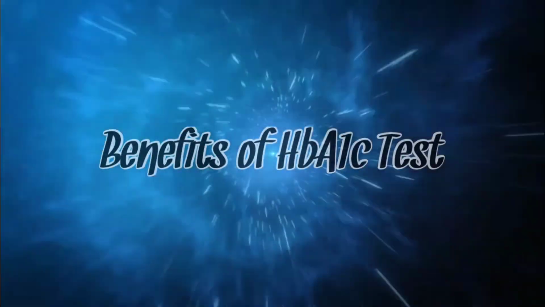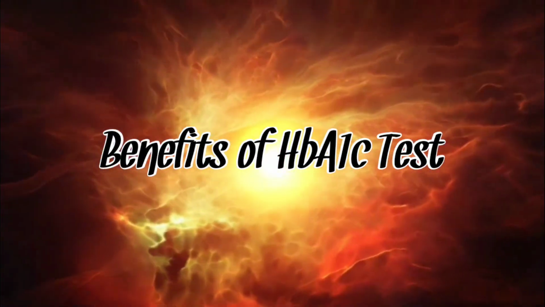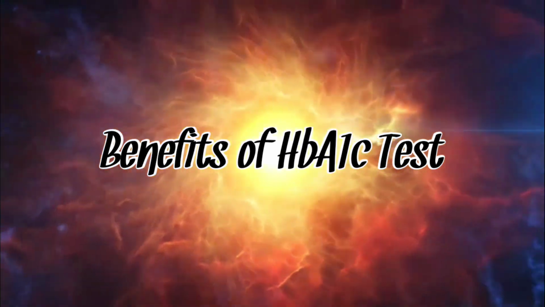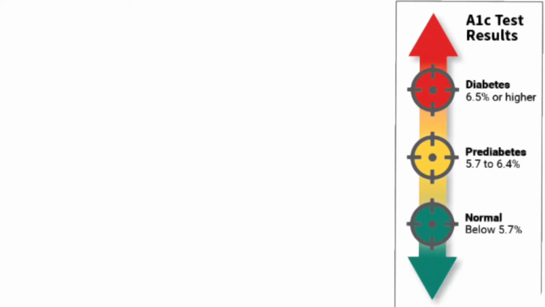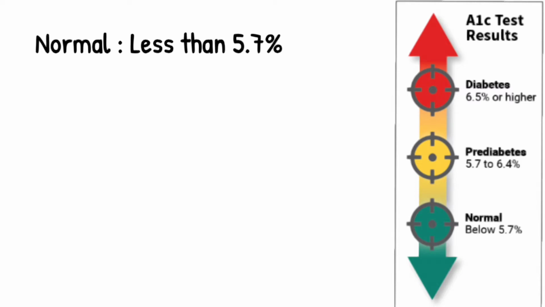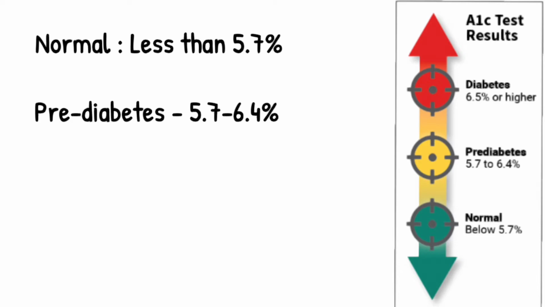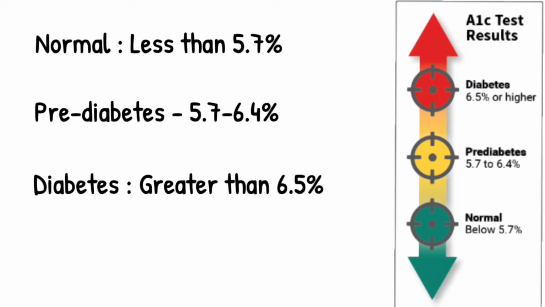Coming to the uses of HbA1c, by assessing the HbA1c levels, we can determine whether the person is diabetic or not. For normal persons, the HbA1c levels are less than 5.7%. For persons who are pre-diabetic, the HbA1c levels are 5.7 to 6.4%. And people who are diabetic, the HbA1c levels are more than 6.5%.